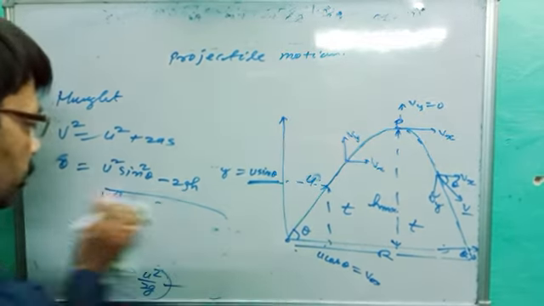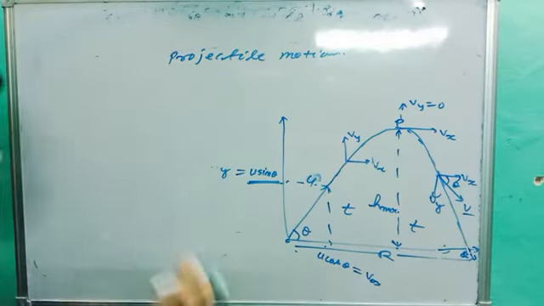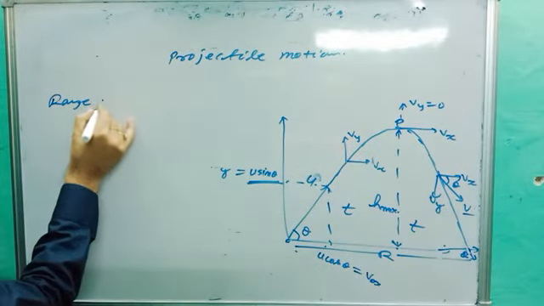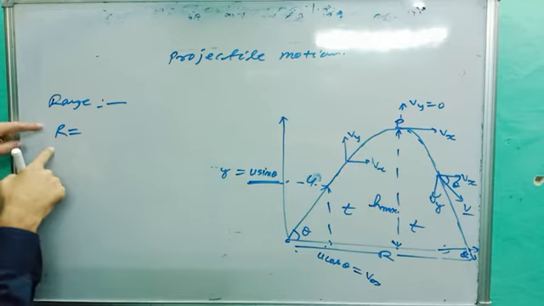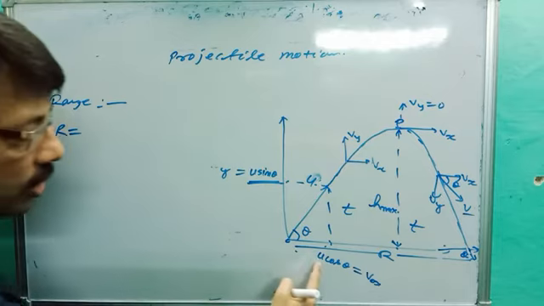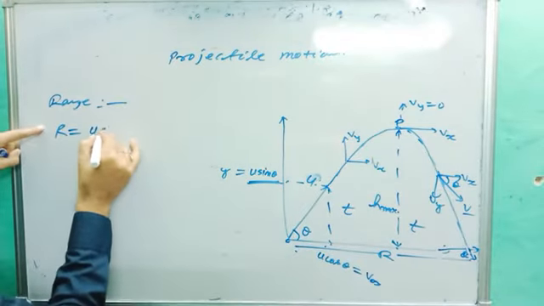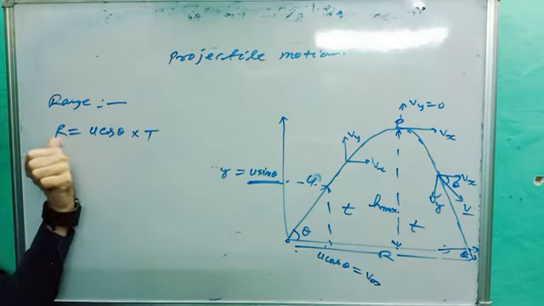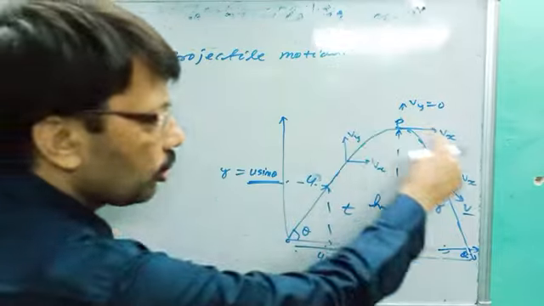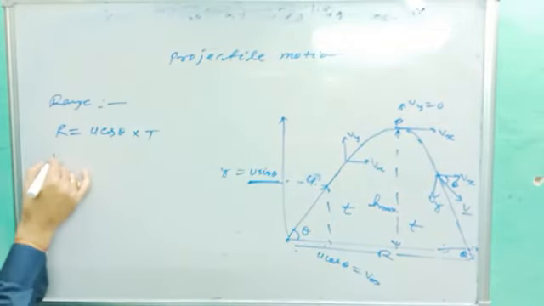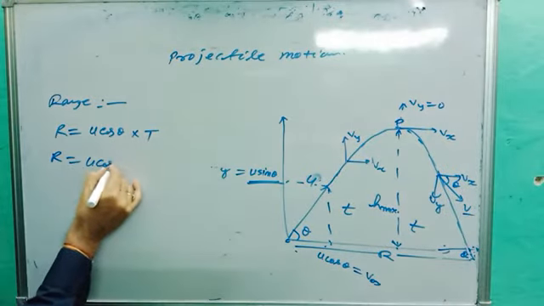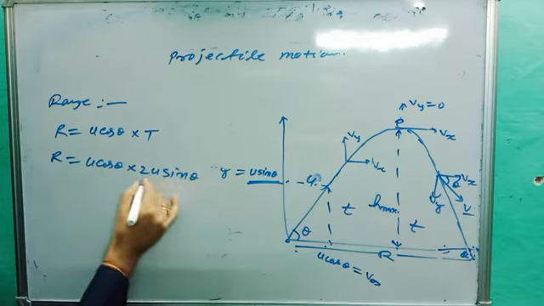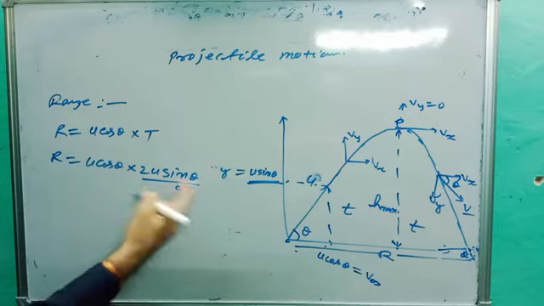Next point, range. We are talking about this range. Range is the distance, which is equal to velocity into time. What is the velocity in range? u cos theta into capital T. Distance is equal to velocity into time. This time is called flying time. So we get r is equal to u cos theta into T, 2u sin theta upon g. This is the flying time formula.